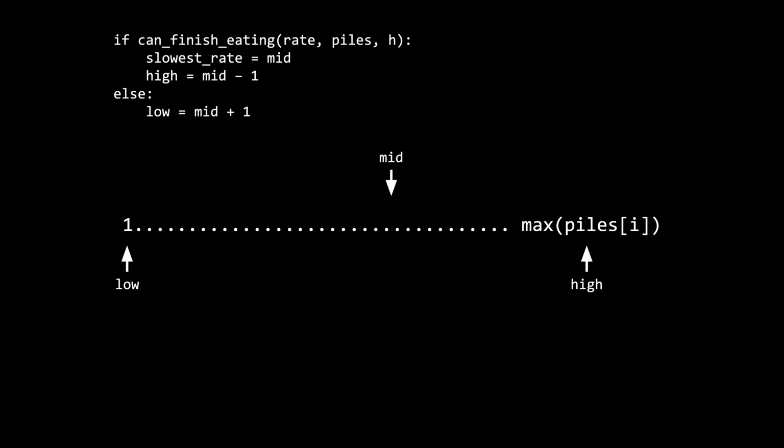We compute the mid and check and see if with that mid as the rate, can Koko finish eating the bananas? If she can, we move high to mid minus 1 because we want to aim for an even lower rate. We also need to record that this is the slowest rate we have discovered so far that Koko can eat at and still finish the bananas. If the if statement is false, which means at this mid rate Koko cannot finish eating, then we have to aim for a higher rate, so we move the low to mid plus 1. You should pretty clearly see how this is just binary search.